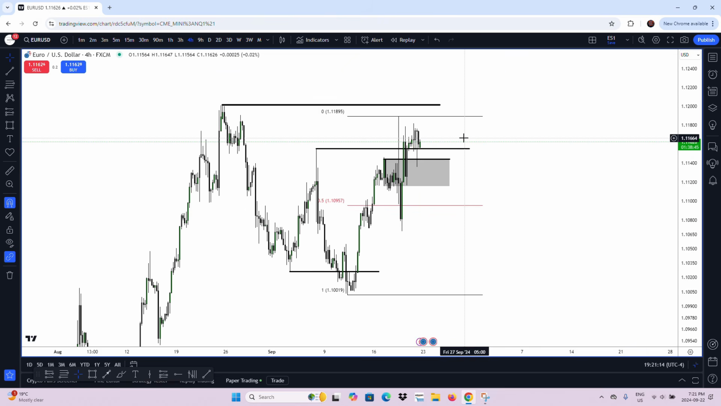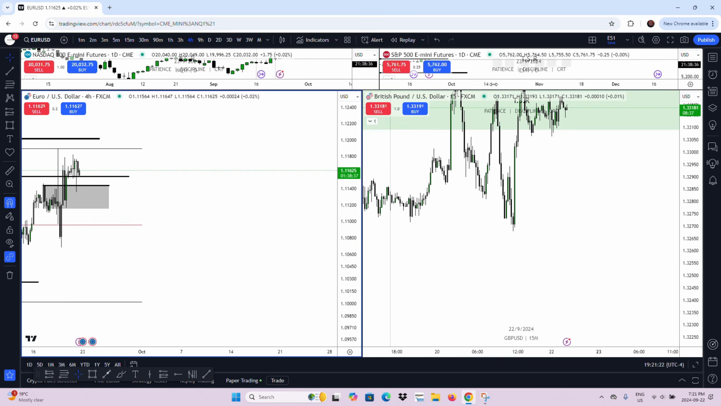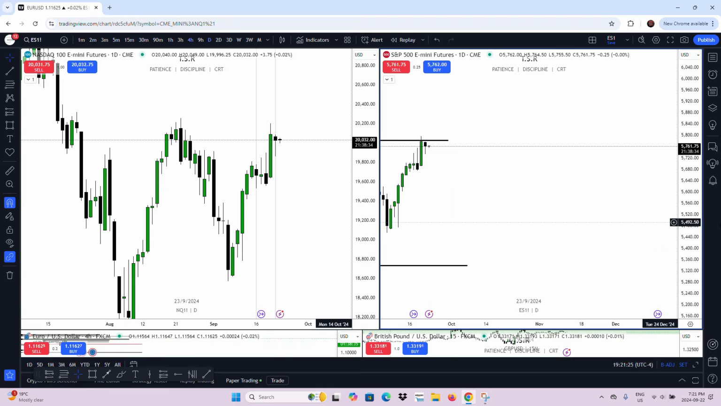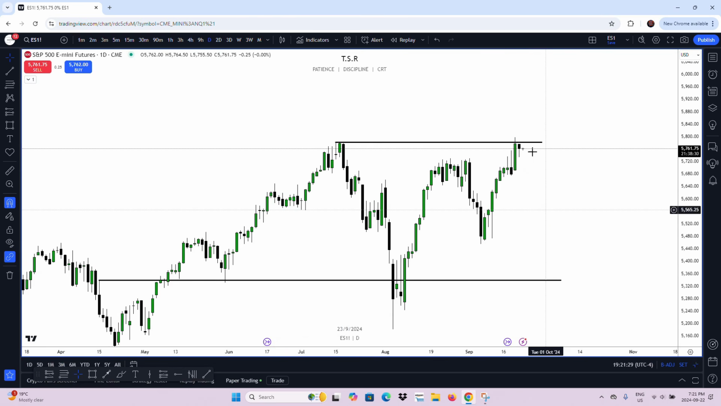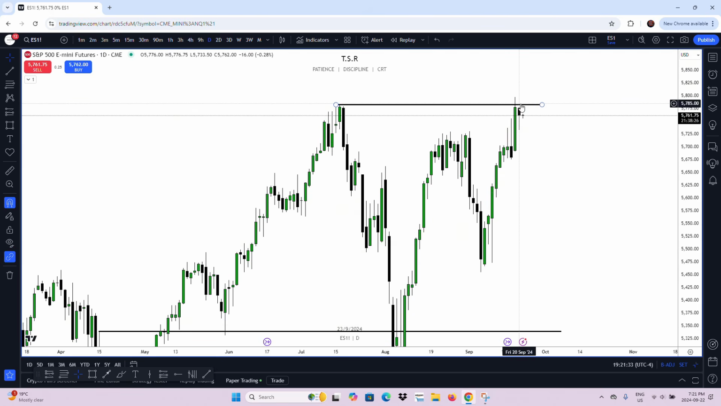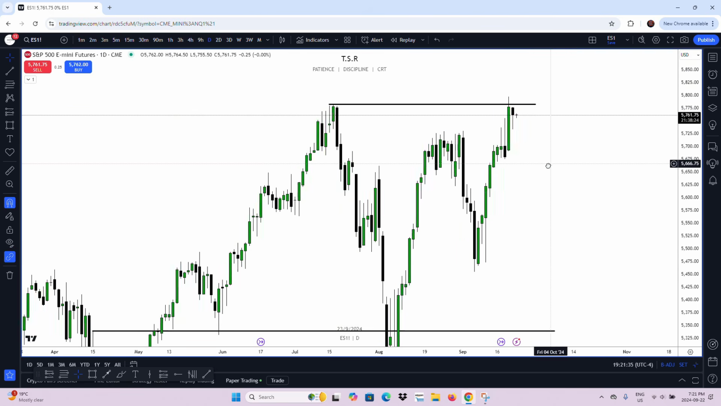Okay, before we leave, what do I expect on the euro dollar? A move below the weekly open, retrace into a key level, expansion higher. What do I expect on ES? I expect a retracement on ES and expansion above these highs. What can also happen is, of course, a range.